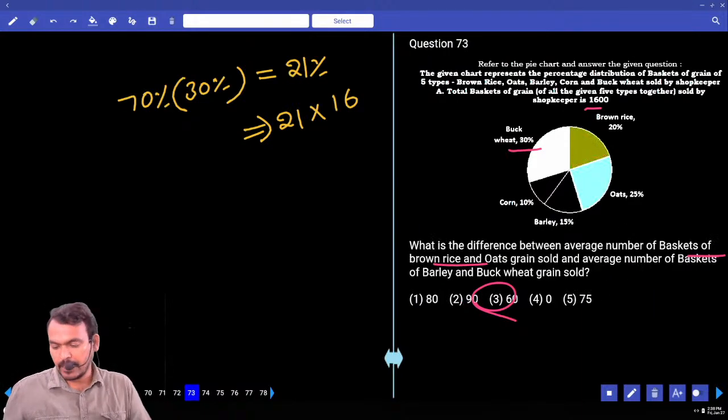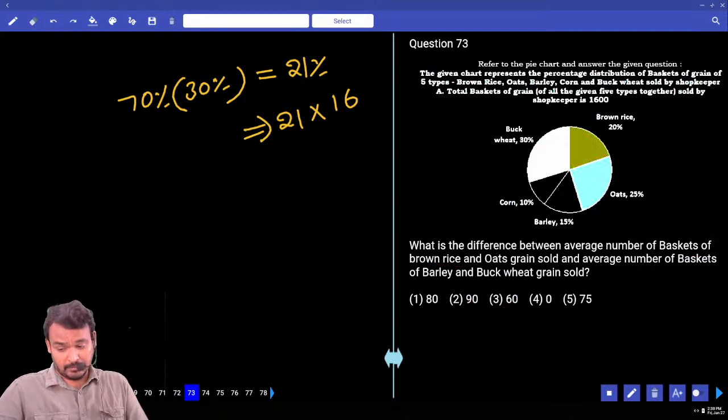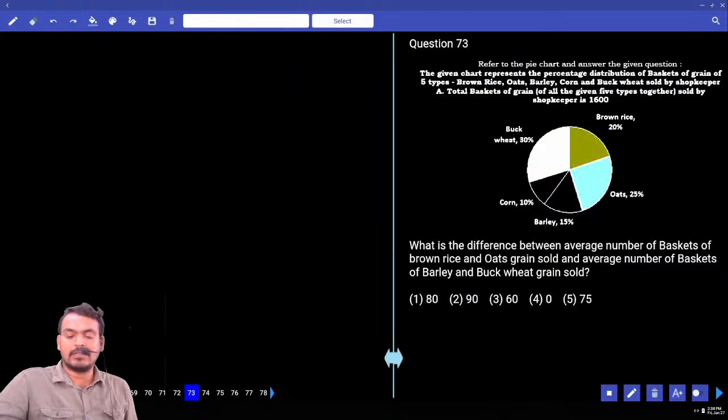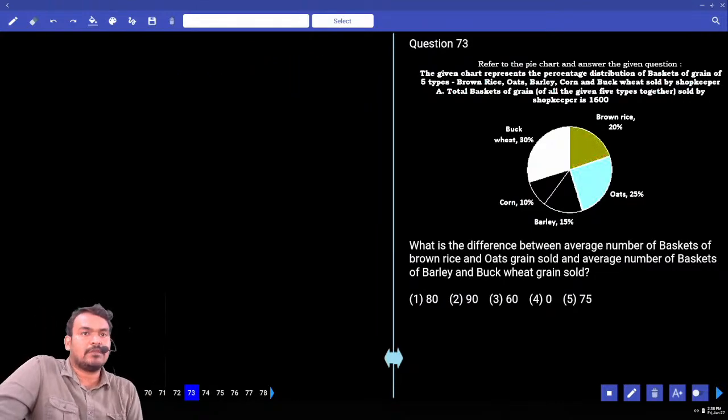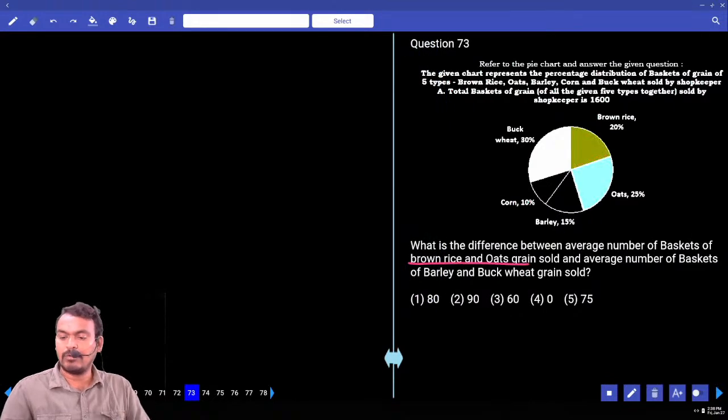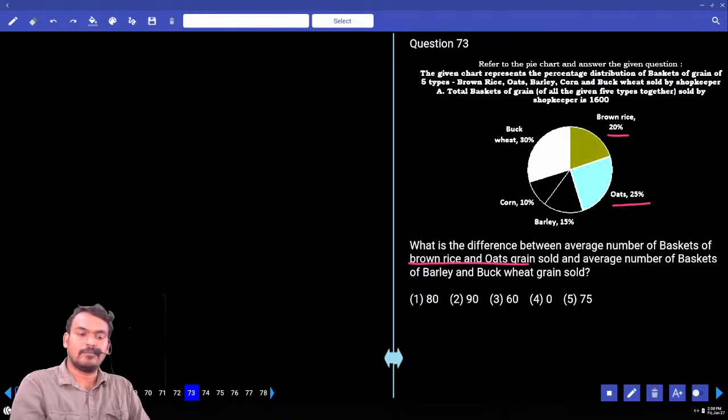Next, 73. What is the difference between the average number of baskets of brown rice and oats grain sold and the average number of baskets of barley and buckwheat grain sold? Do we require average difference or sum difference? Average difference. First we need to identify the sum difference, after that the average difference. First one is brown rice and oats. What is the brown rice percentage? 20. Oats percentage? 25. Both add up to 45.